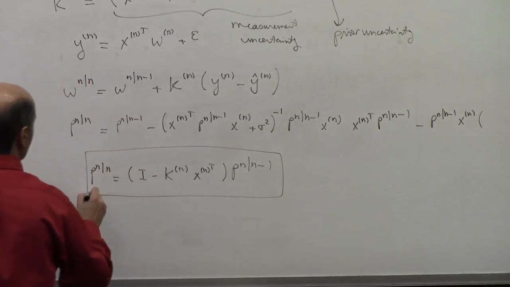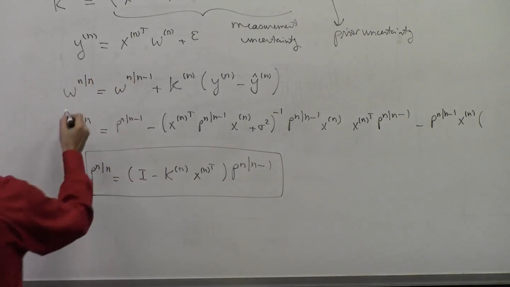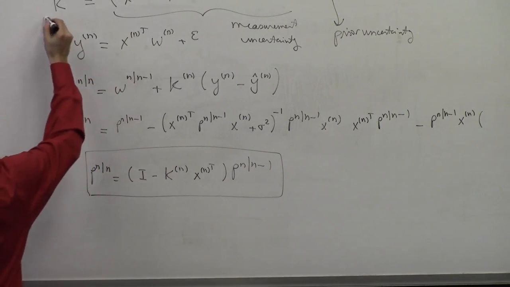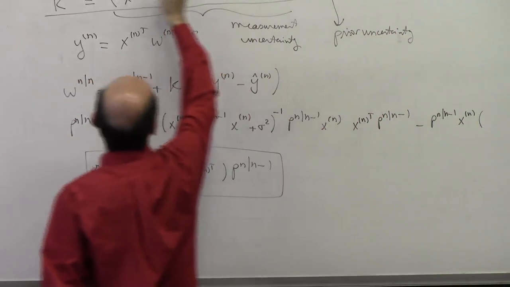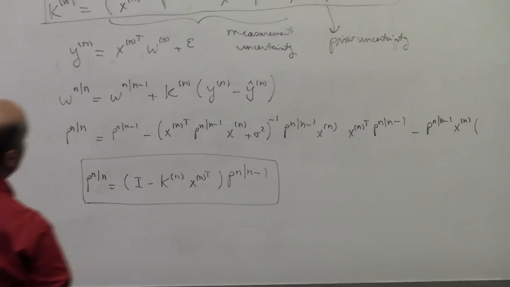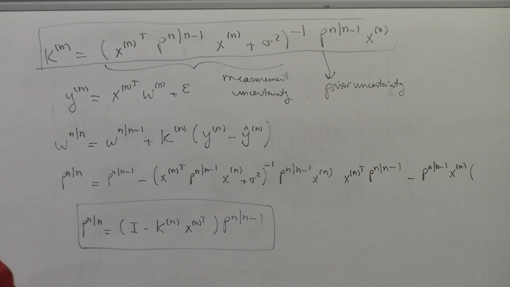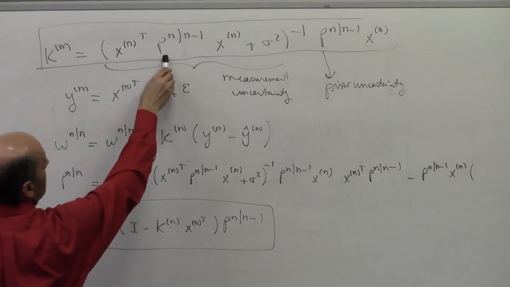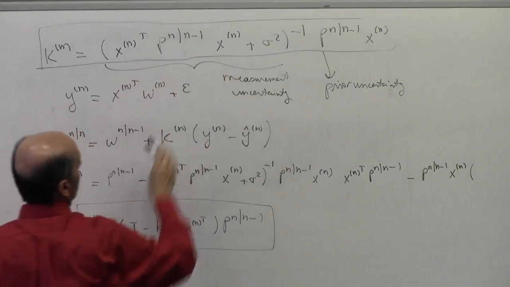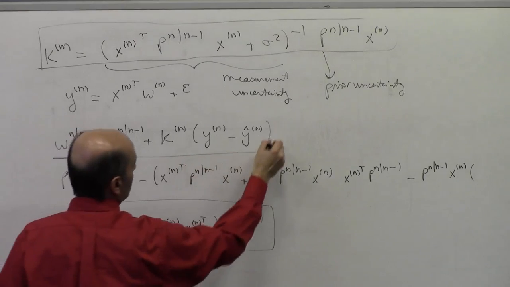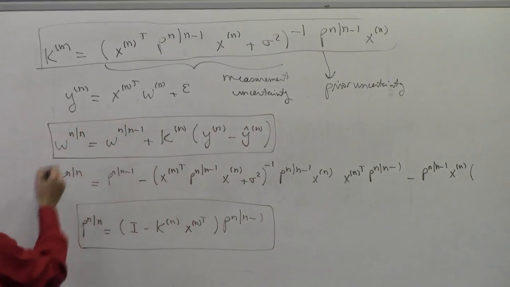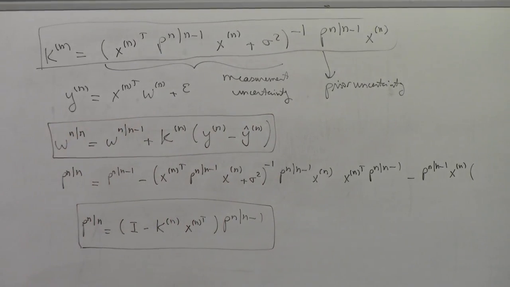Okay. So what I have are two equations. Here's my Kalman gain for that trial. It depends on my prior uncertainty and the current measurement, X, that was given. Here's my equation for changing the mean of the estimate, W. Here's the equation for changing the variance of the estimate.